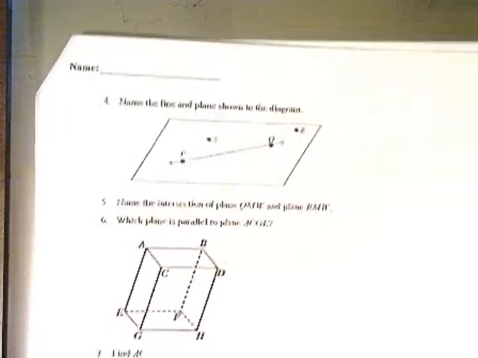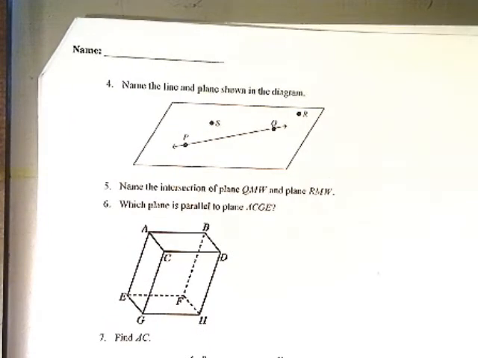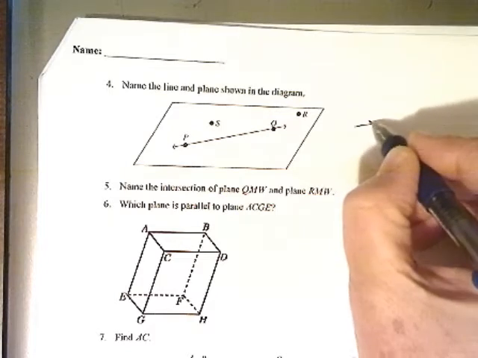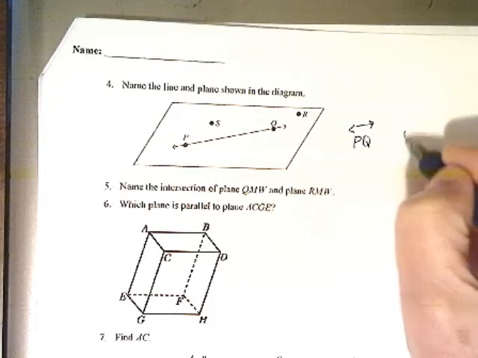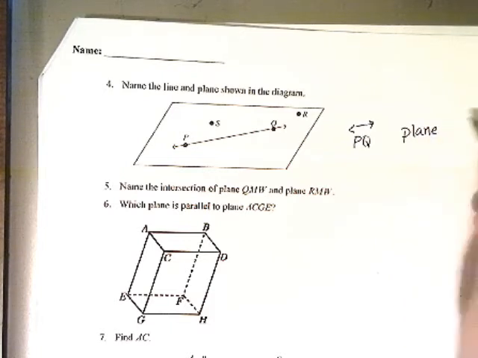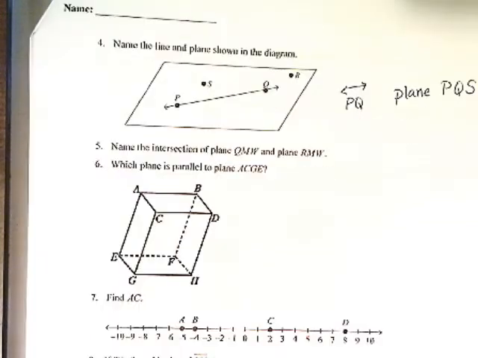Number 4 says, name the line in the plane shown in the diagram. So the line is PQ, and the plane is named with 3 points, but they have to be non-collinear. So you can use P and you can use Q as long as the other one is non-collinear with it. So you could call it PQS.